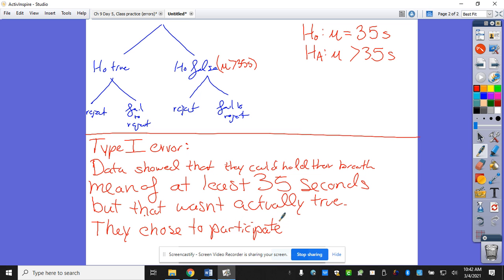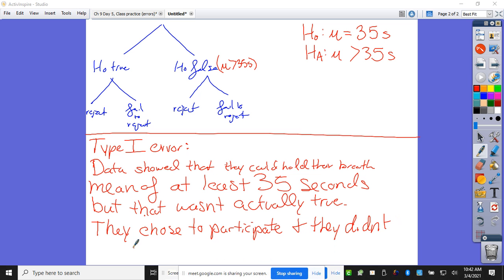And now, so, harsh consequence or not harsh consequence? They all died. Yeah, that's pretty harsh. So type 2 error is the other way I could have messed up.